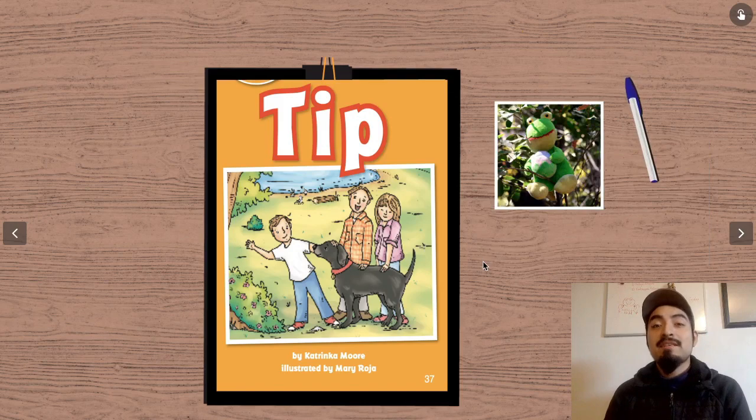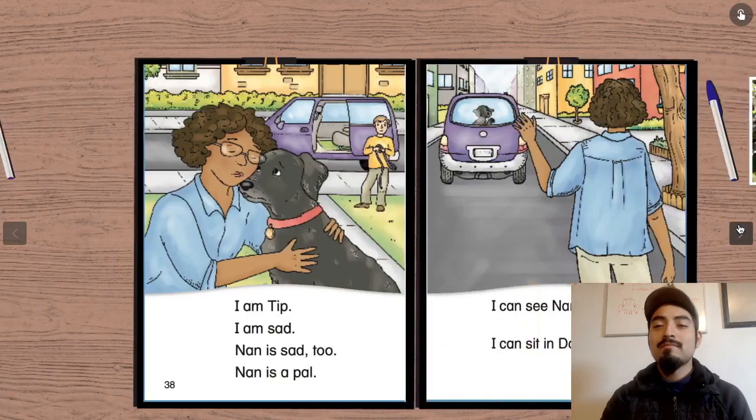So, let's read the story, but this time, let's do it together, you and I. When I count to 3, 1, 2, 3, we are going to read together at the same time. Let's do it. Let's start with the title. 1, 2, 3. Tip. Let's do it again. 1, 2, 3. Tip. The idea is that we both do this at the same time, together. Let's start.